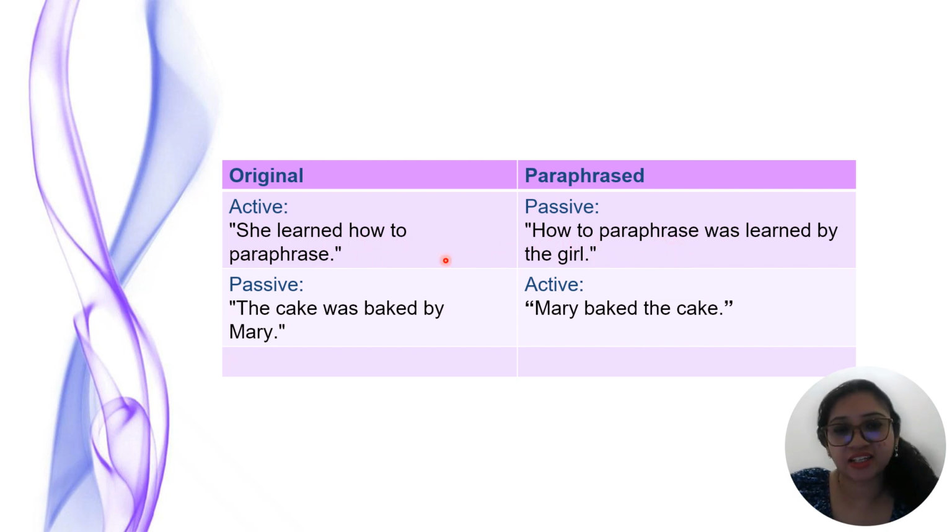Okay, and the verb, this one is the verb learned, but here it's actually the past participle of the verb learned. Okay, and if the original was in the passive form, for instance, the cake was baked by Mary, the active version would be Mary baked the cake. So you foreground Mary, who is the doer of the action, and bring her to the front, just like this.